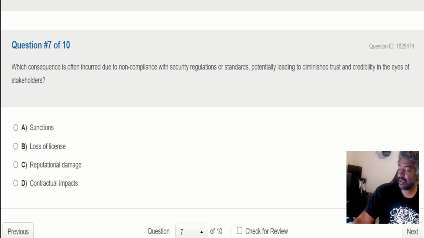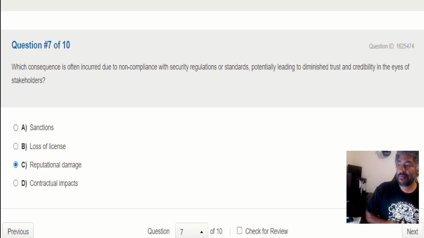So for this one here, again, ask yourself, what is it that they are wanting us to answer for? So the key here is potentially leading to diminished trust and credibility. When we're talking about diminished trust and credibility, we are talking about reputation. If I'm doing something that I'm not supposed to, or I have a breach and it's in the press, people are going to look at me weird. And they're going to be like, hey, I don't want to associate myself with you any longer. That's what reputational damage is. Therefore, I cannot get new business because I cannot be trusted with securing my networks or implementing good technical or administrative controls.